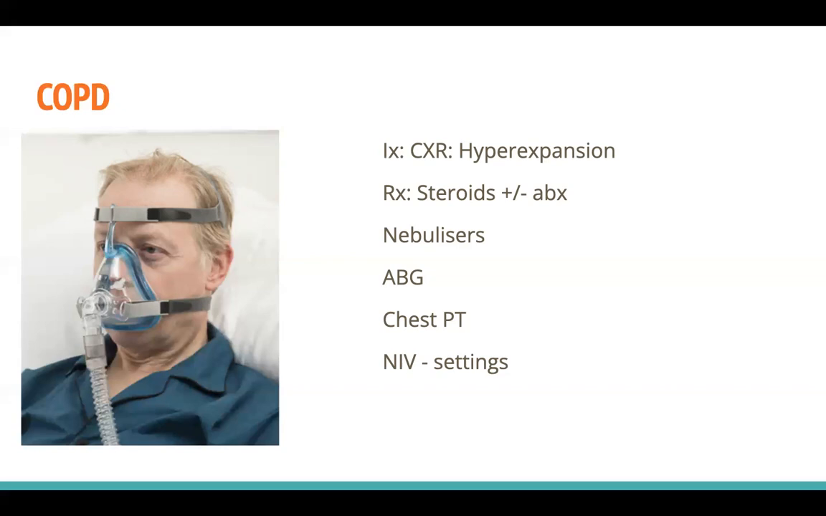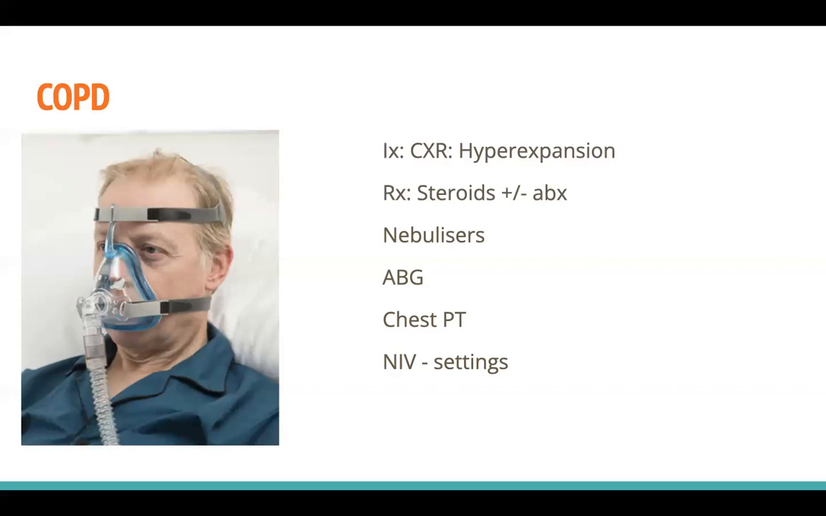Settings for NIV: in terms of the EPAP pressures, EPAP or PEEP would be 5 centimeters. The reason it's quite low is to avoid pneumothorax. IPAP, usually start that at about 10 centimeters. That can be increased up to 20. And your backup rate is usually 15, a respiratory rate of about 15.